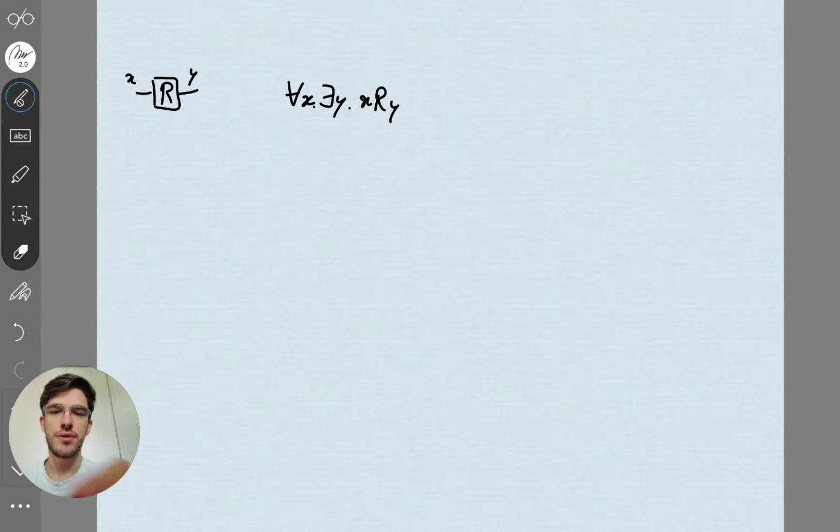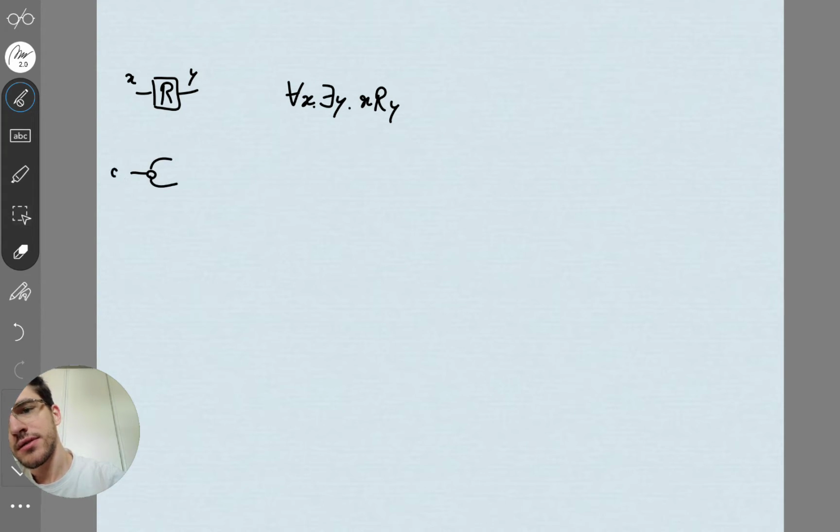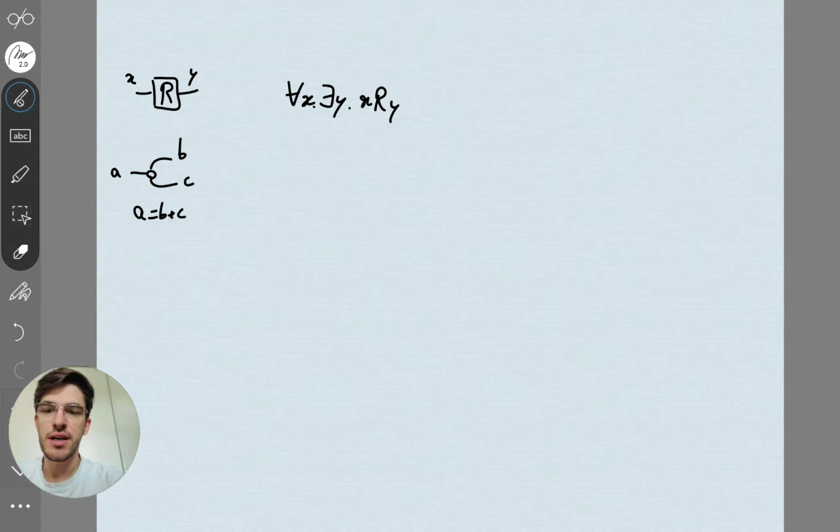And the question I have is when can we turn it into a function? Here's an example. That's a equals b plus c. For every a, I can definitely find some b and c that sum to a. But obviously there's a bunch of different choices. I don't know where I'm going with this.